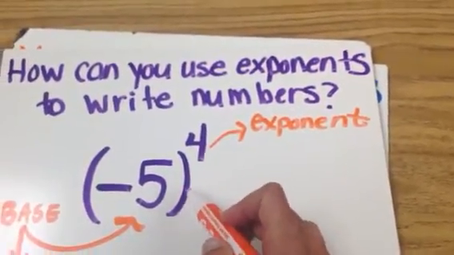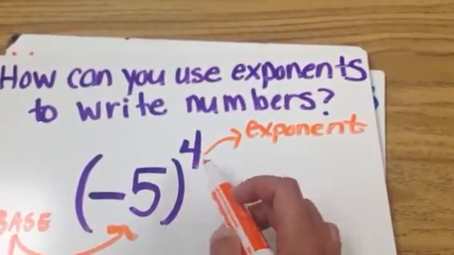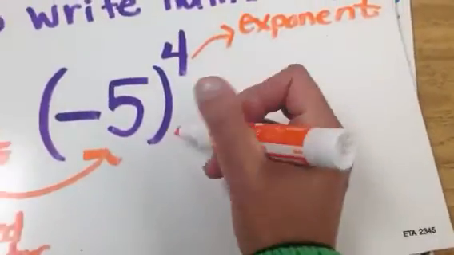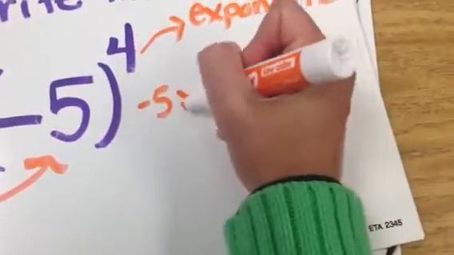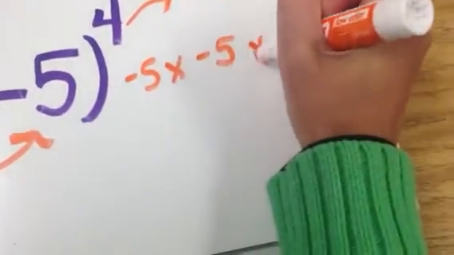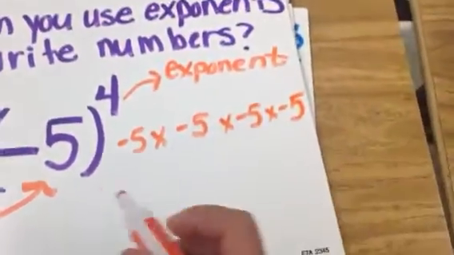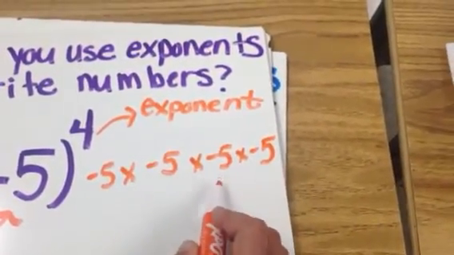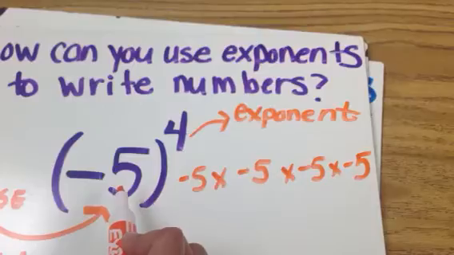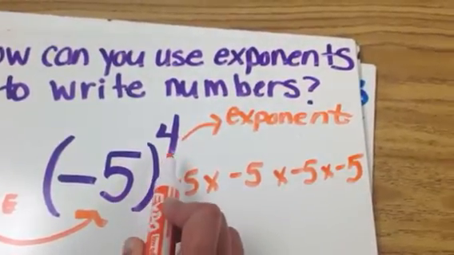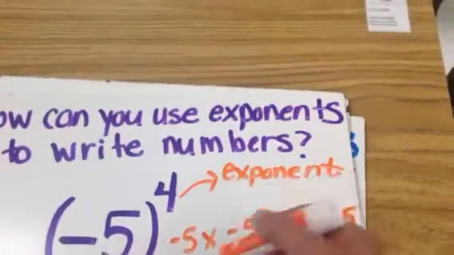So in this example, the base, which is -5, is repeated 4 times. So -5 times -5 times -5 times -5. So we have 1, 2, 3, 4. The base -5 is repeated 4 times because the exponent is 4.